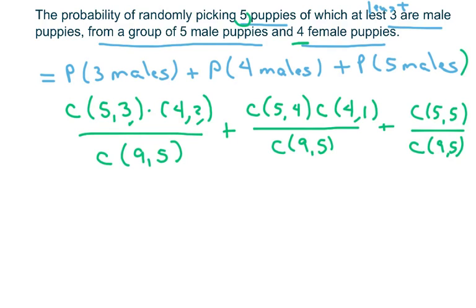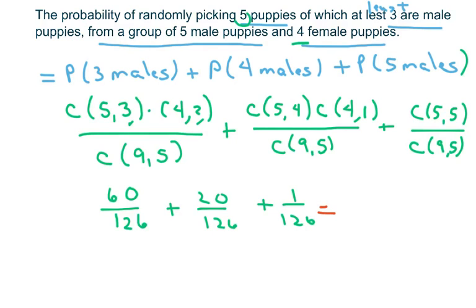And what you're going to get is 60 over 126 plus 20 over 126 plus 1 over 126. It should be 126. And this equals 81 over 126, or 9 over 14.